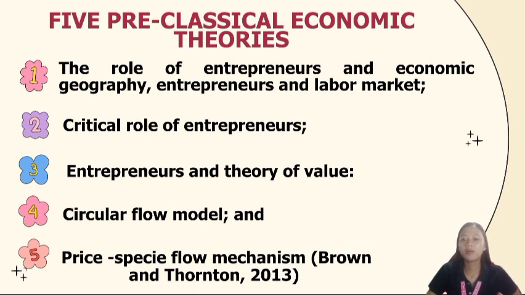The last one is the price-specie flow mechanism. This mechanism is an economic concept that explores the relationship between changes in the money supply and the impact on prices in an economy. It was first discussed by economist David Hume in 1754 and later expanded by economists such as Brown and Thornton in 2013.